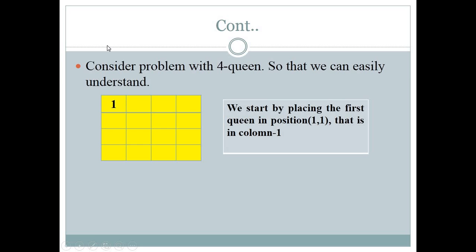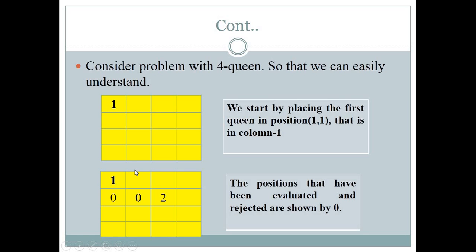If we start by placing our first queen on position 1-1, then in the next step we will place our second queen. We check that we cannot place our second queen on this position because it will be in the same column as the first queen. We cannot place here because it will be on the diagonal of the first queen. So we will put our second queen on this position. We will go row by row for the solutions. The positions that have been evaluated and rejected are shown by 0. So these are not possible solutions, and we have put 0 here.